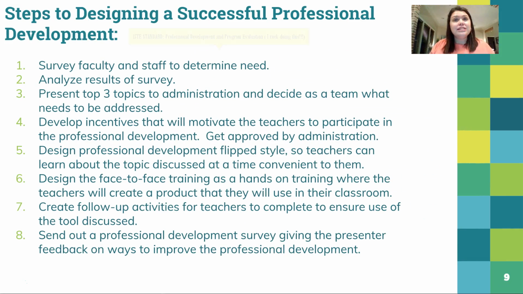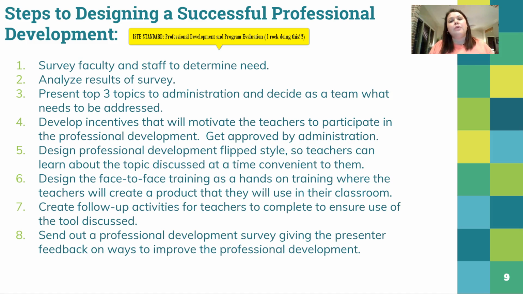If you told me that I needed to design a professional development, what would I do to design that professional development? The first thing that I would do would be to survey faculty and staff to determine a need. I feel like I'm very strong in this. This past semester, I was able to give a professional development to a faculty that I was not on campus with. And I was able to analyze the results, figure out what they needed. Performing that needs assessment is the first step because that needs assessment told me where I needed to go next.